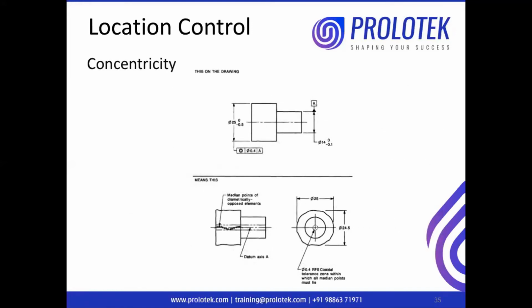The second characteristic symbol under location control is called concentricity. As the name specifies, whenever you want the axis of one cylinder to be concentric with another cylinder axis, then we use concentricity. In this case, you see, concentricity can be applied only to an axisymmetric part. In this example, we have one axis which should be concentric with the datum axis. In such cases, we give concentricity.